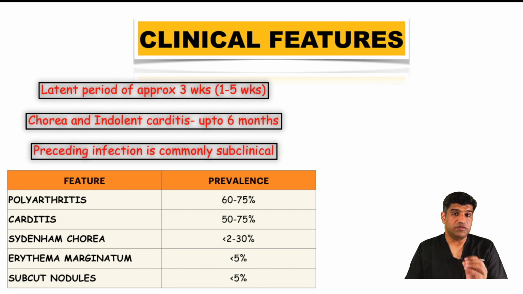See, in the first slide we saw that rheumatic fever is a multi-organ, multi-system disease. So we have so many features of acute rheumatic fever. One is polyarthritis, the other one is carditis. These are the two most common. Up to 75% of the patients will have polyarthritis, involvement of joints, and carditis, involvement of the heart.